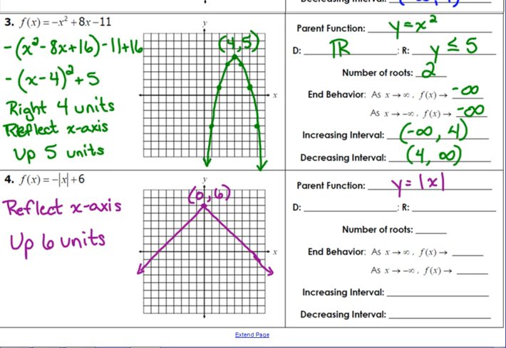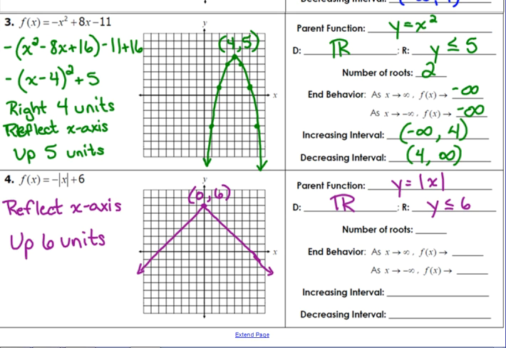All right, domain, all real numbers. Never changes. The only functions that we have talked about so far that are not all real numbers for the domain are logarithmic functions. Those are the only ones that don't have a domain of all real numbers. All the other ones we've done, all real numbers. How about this range?